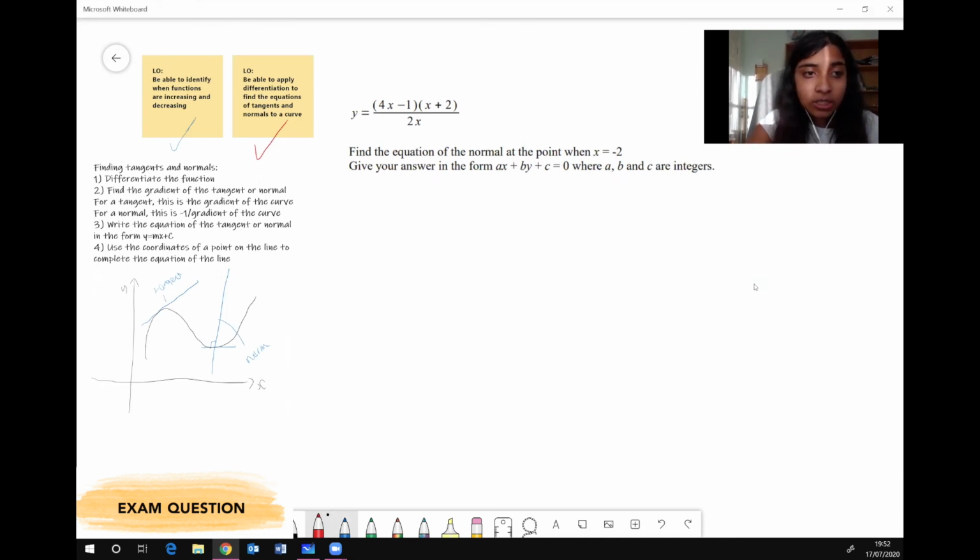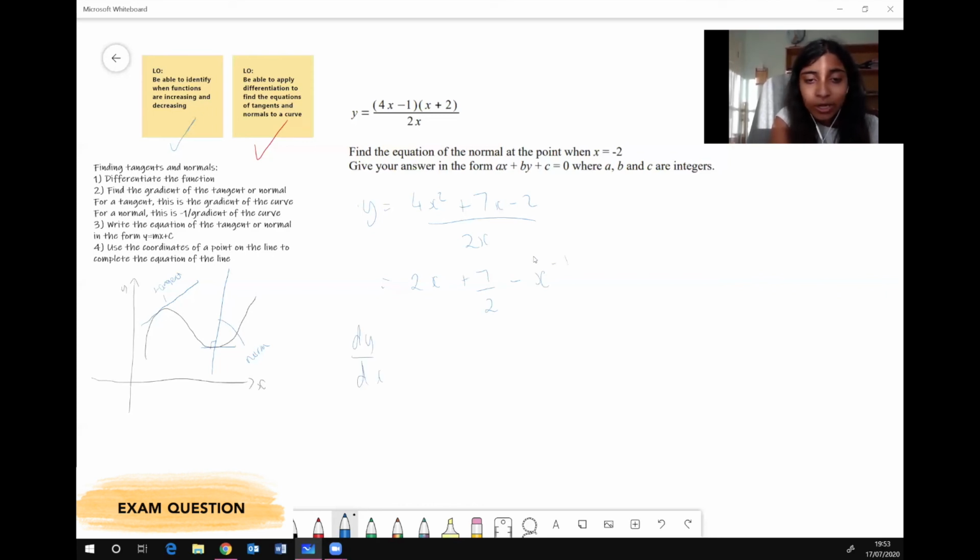So the first thing we want to do is differentiate the function. So to do this, let's expand the equation out. So we get y is equal to (4x squared plus 8x minus x, which is just plus 7x, minus 2) over 2x. And now if we divide each term individually by 2x, we get 2x plus 7 over 2 minus, if we do 2 over 2x, that will just be 1 over x. So we can rewrite that as minus x to the power of minus 1. And now we can differentiate this.